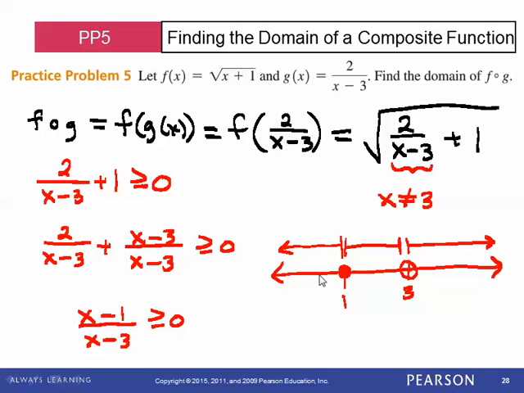Let's test 0 real quick here. 0 is less than 1? If I plug in a 0 here and 0 here, is this true? Yes. Yeah, it'd be a negative 1 over negative 3. Negatives cancel, leaving you with a positive 1/3 greater than or equal to 0. That's true, so I put a little t up here.